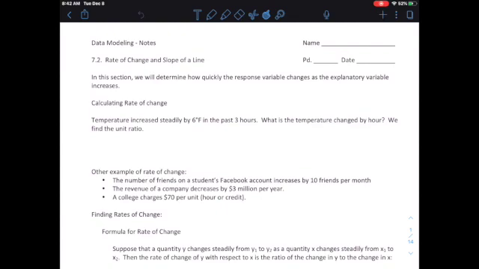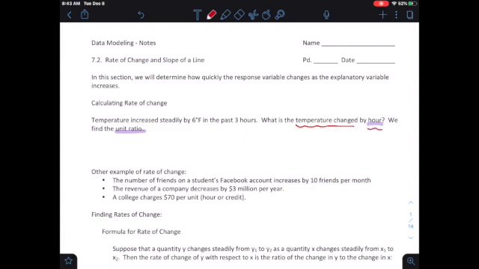That's just basic. Temperature increases steadily by 6 degrees Fahrenheit in the past 3 hours. What is the temperature change by the hour? And usually we take it down to as basic or simplified as possible. We find the unit ratio. And unit ratio usually means the bottom has to be 1. So to write that, you just write it as a fraction, because they want temperature change by the hour.